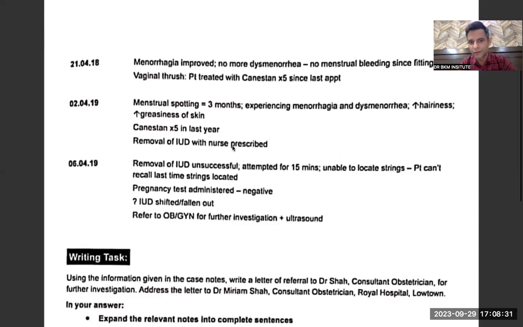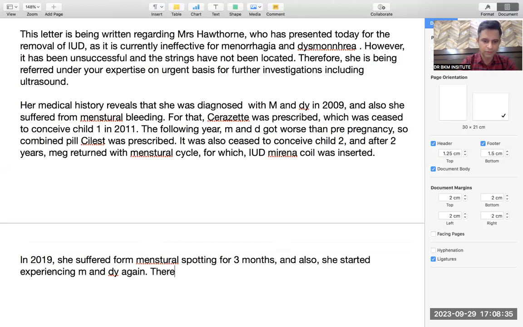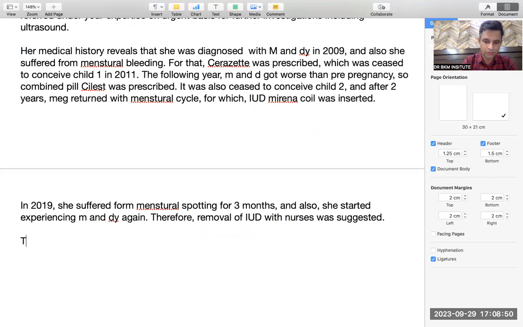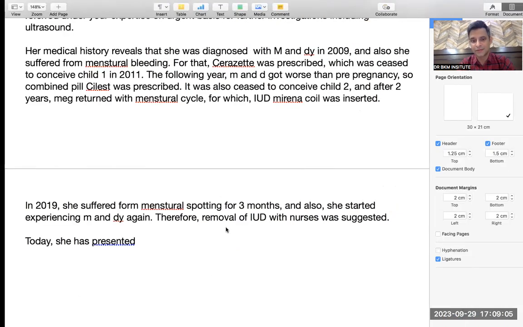So removal of IUD with nurse prescribed. Therefore, removal of IUD with nurse was suggested. So you are the nurse, you were given the suggestion that this was done. Today, she has presented. That is how simple you write. Don't go for every word. Otherwise, word count will also become more and you will also suffer more. So the main thing is this.